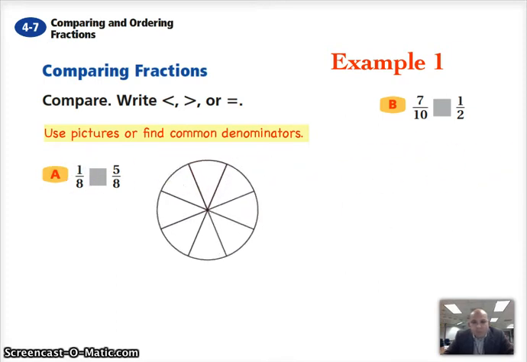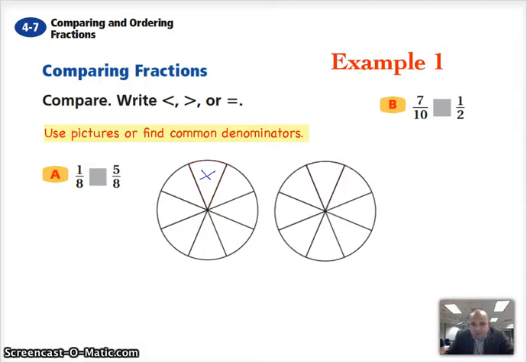Here we have 1/8, and I'm going to note that with an X in this slice, 1 out of 8 slices. Here we have 5/8, and I'm going to note 5 of these 8 slices. Which is bigger? Well, of course, the 5/8 is, so we're going to go ahead and put 1/8 is less than 5/8.